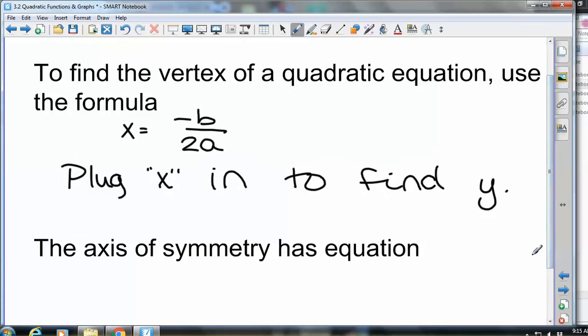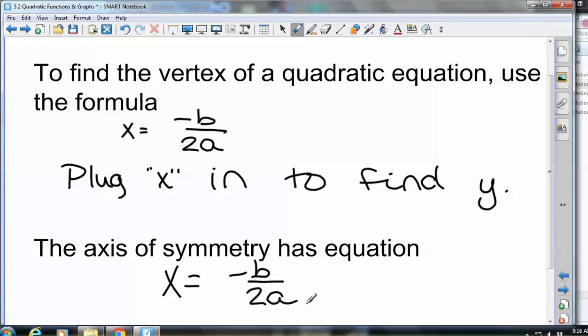So anytime I ask for the vertex, opposite of b over 2a would give you the x value of the vertex, plug it in, you get your y. You definitely want to write this down. So to find your vertex, use the formula x equals opposite of b over 2a. The axis of symmetry is just the vertical line that goes through the vertex, so it is that same thing.